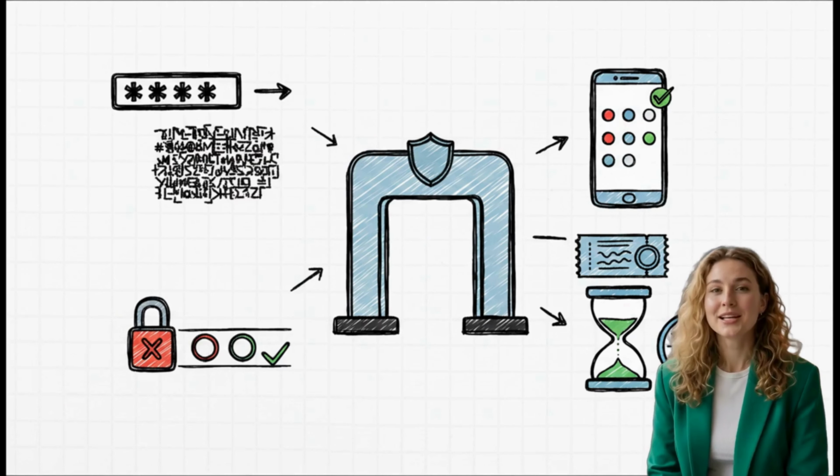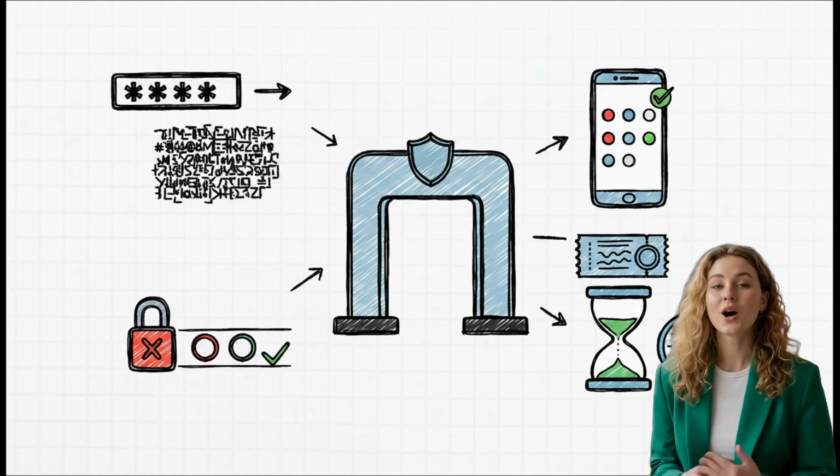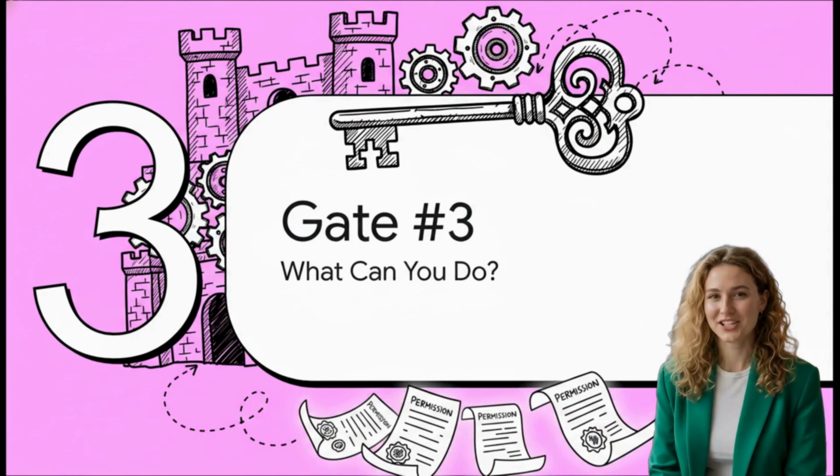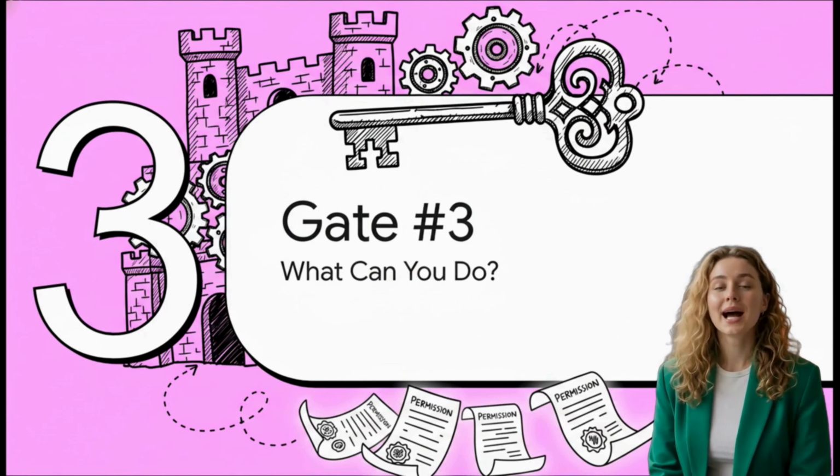Okay, so the input is clean. We know who the user is. They've passed the first two gates, so they can just wander around the castle and do whatever they want, right? No way, absolutely not. Now we get to the third and maybe most overlooked gate. This one is all about permissions, and this is called authorization. It's so important to get this. Authorization always comes after authentication. Just because I know who you are doesn't mean I know what you're allowed to do. They're totally different things. Authorization is the bouncer checking your ID for every single room you try to enter. Every single time. Let's stick with that building analogy.